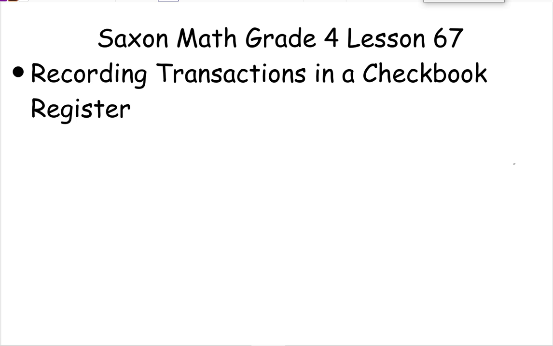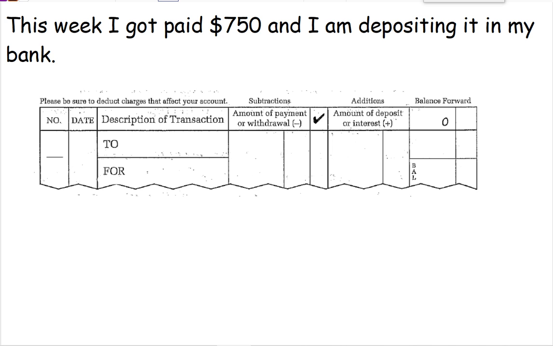So you can keep track of how much money you have in what's called a checkbook register. And this is kind of what that looks like. This NO here means number, and that's where I write the number of the check. The next column is the date using digits. The third column says description of transaction, and that's where I write to whom I wrote the check and why I wrote it.